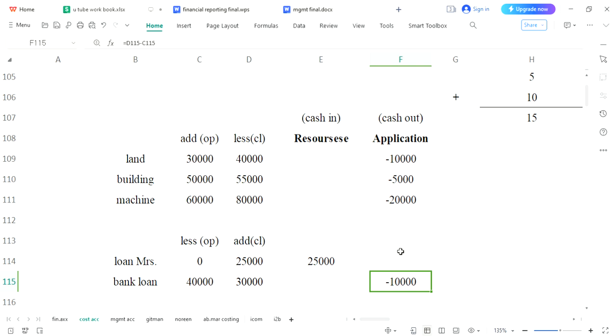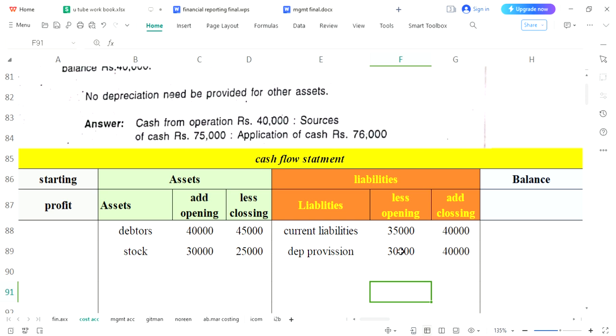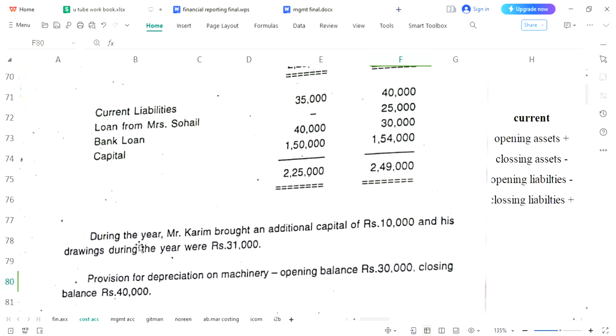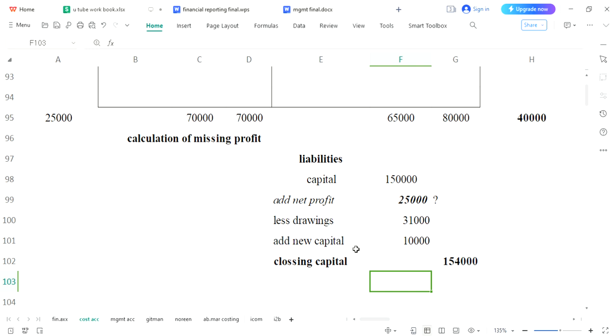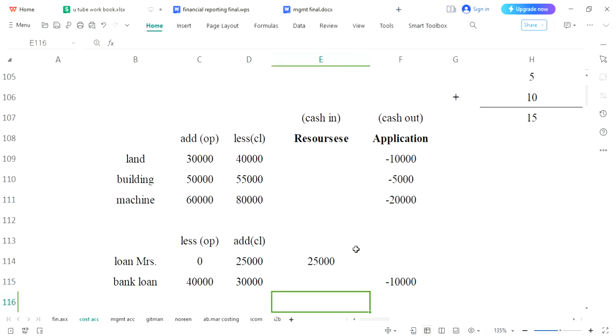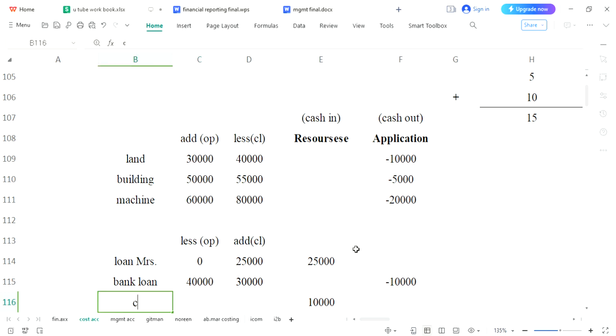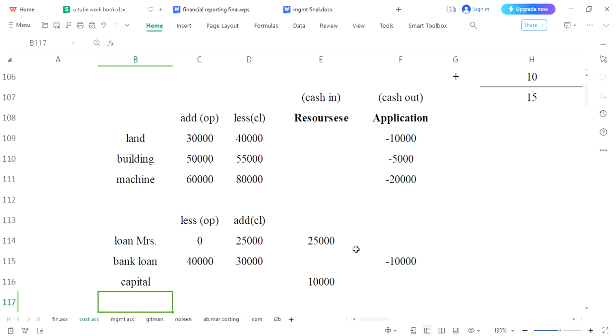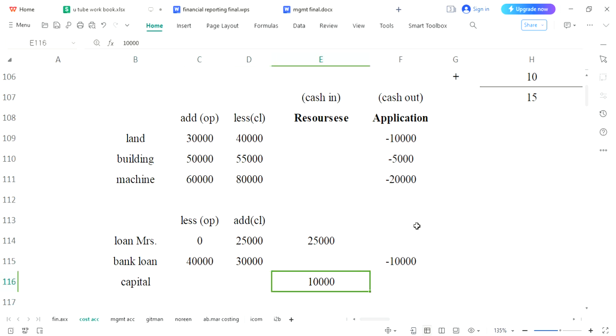Now there are two more things which you will consider over here. Look at here. During the year, Cream brought an additional capital. It means cash is coming in. It is a resource. So here you will write 10,000, and what is it? Capital. It's new capital. Cash is coming in. So you have written 10,000 in resources. Resources mean cash is coming in.